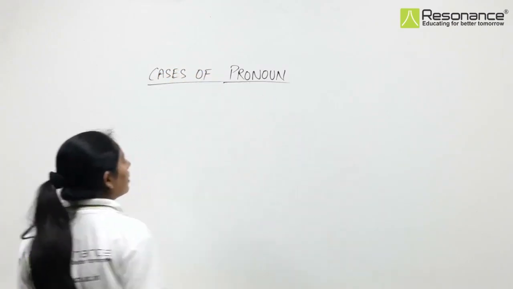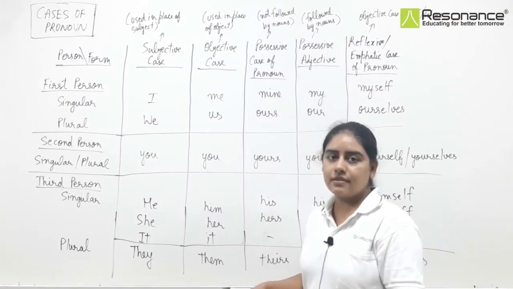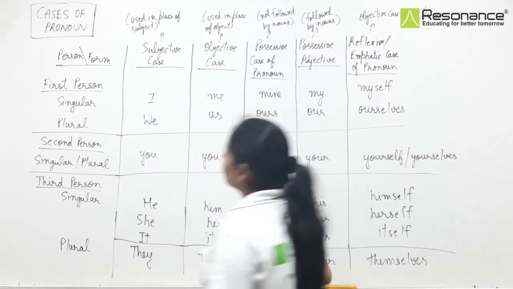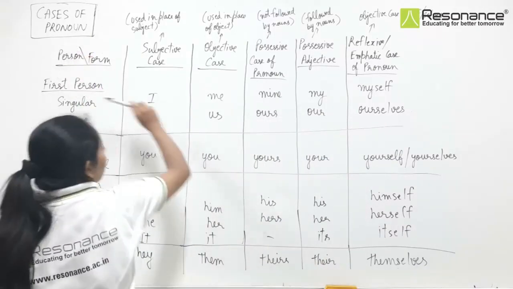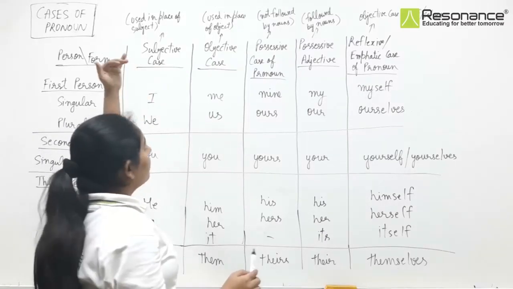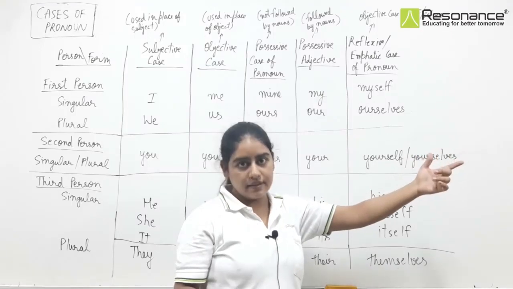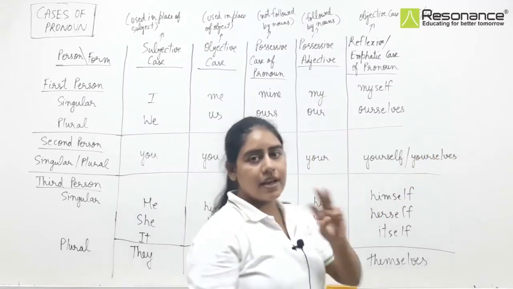Cases of pronoun. Okay. Now, a very important part is cases. What are these cases of pronoun? We have different cases. And what is the use of these cases? We use them at different places in a sentence. Like in a sentence, we have three parts.